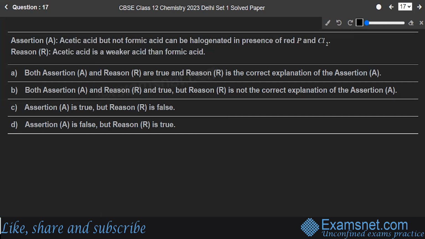Hope you understood that. Next is question number 17. Acetic acid, but not formic acid, can be halogenated in the presence of red P and Cl2. The reason is this: acetic acid is a weaker acid than formic acid. This assertion is right. Acetic acid, but not formic acid, can be halogenated in the presence of red phosphorus and Cl2, that is chlorine. This is true. And the reason, acetic acid is a weaker acid than formic acid. This reason is correct, but this is not the correct explanation of this assertion. So you have assertion is correct, reason is correct, but reason is not the correct explanation for the assertion. That gives you B option. So this is the right answer to the question.